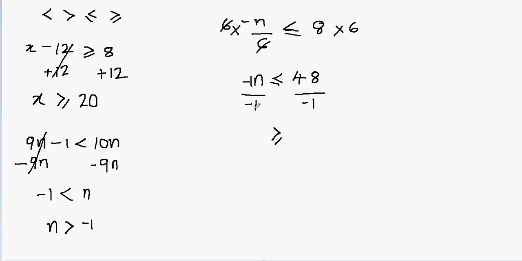On the left-hand side, negative 1 and negative 1 cancel out each other, and I have n. On the right, 48 divided by negative 1 is negative 48. So my final answer is n greater than or equal to negative 48. This is the small rule you have to remember: whenever you multiply or divide by a negative number, you need to swap the inequality.